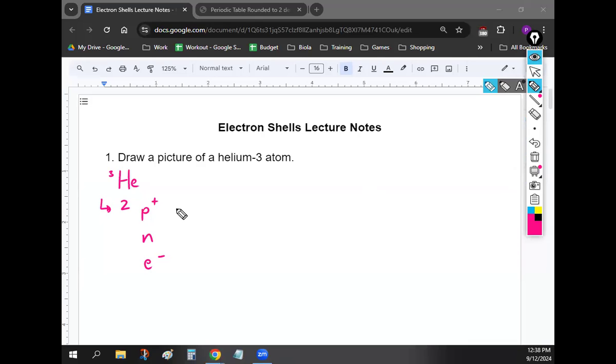All right, so let's go on to the next part. That's pretty easy. For the electrons, just remember the protons and the electrons are going to be the same. So if you have 2 protons, you have 2 electrons. Okay, so super easy. Protons and electrons are going to be equal.